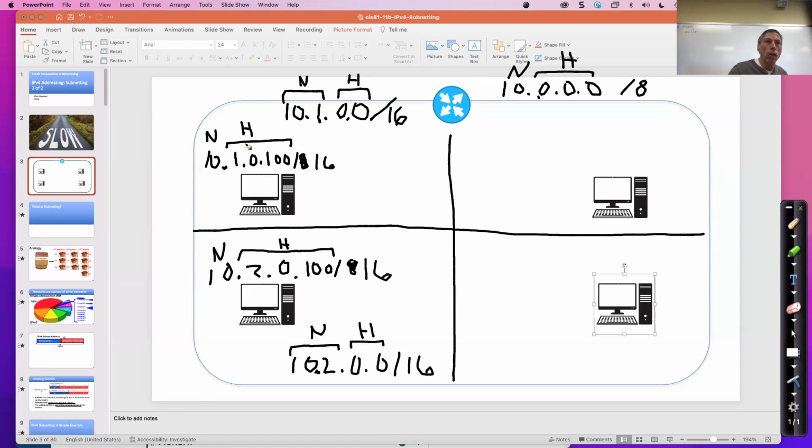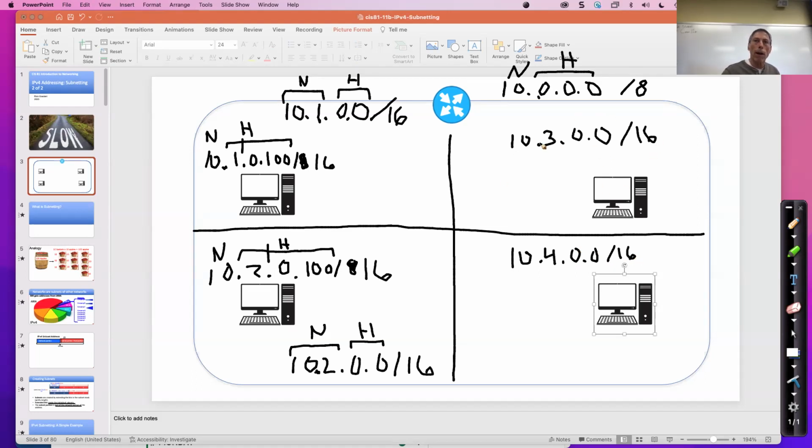And really our host now starts here. Right here. The first 2 decimal numbers belong to the network. Okay, and we could do the same thing here, by the way, 10.3.0.0/16 and 10.4.0.0/16.